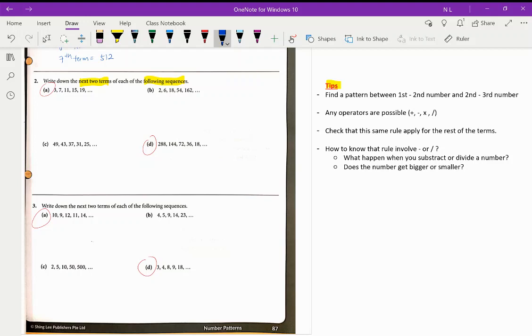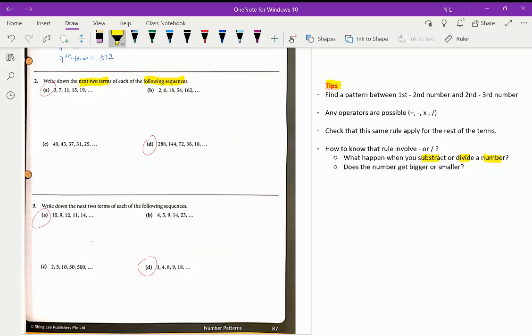And the last question is, how do we know whether a rule involves subtraction or division? Here are some questions to guide you along. What happens when you subtract or divide a number? Does the number get bigger or smaller after each term? These are some questions for you to think about.